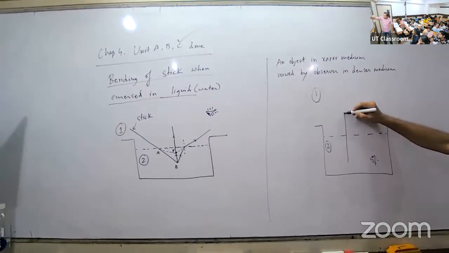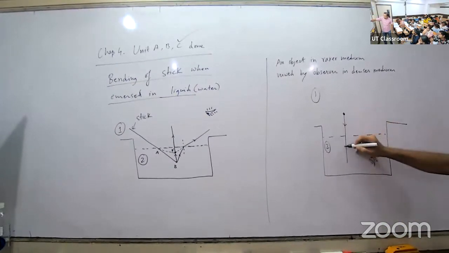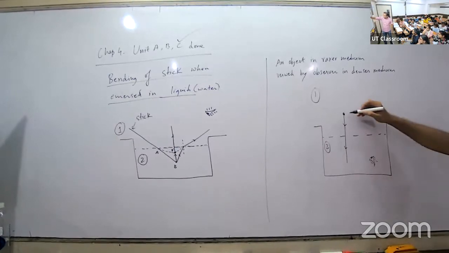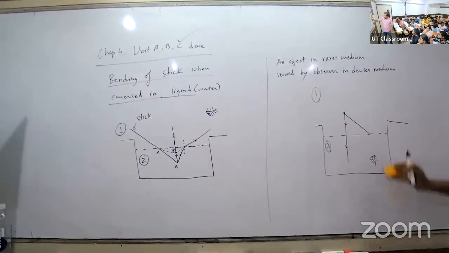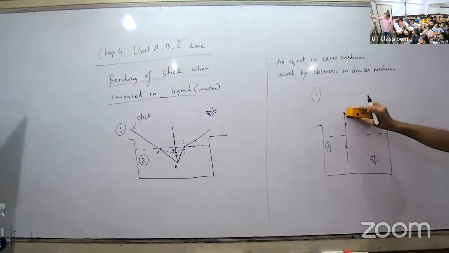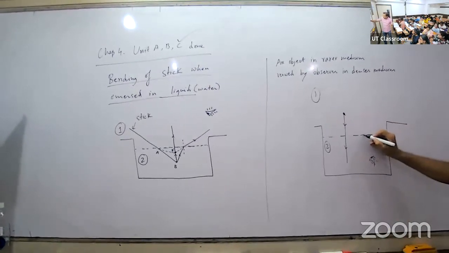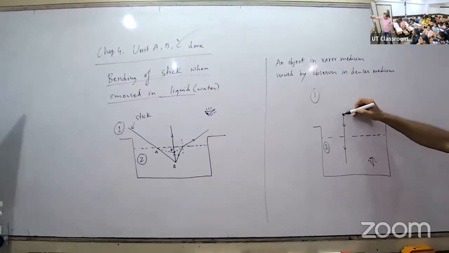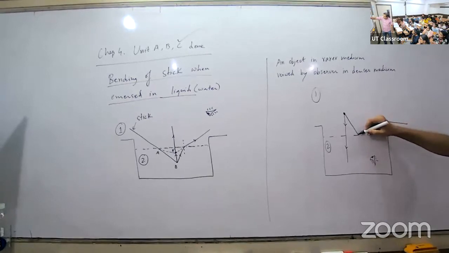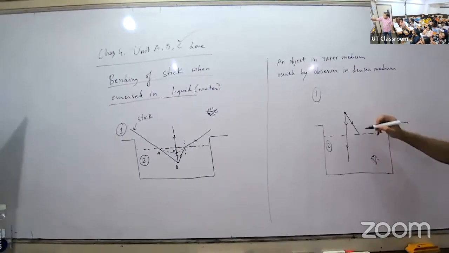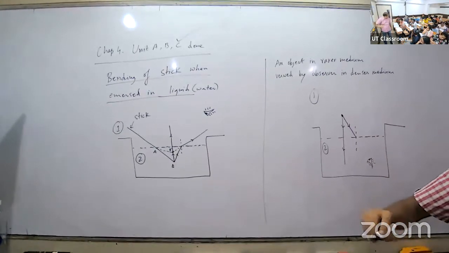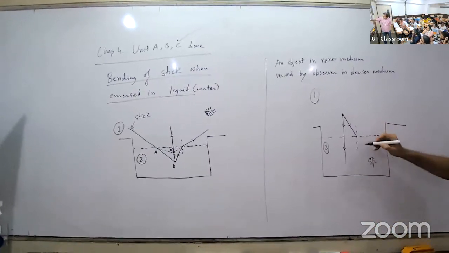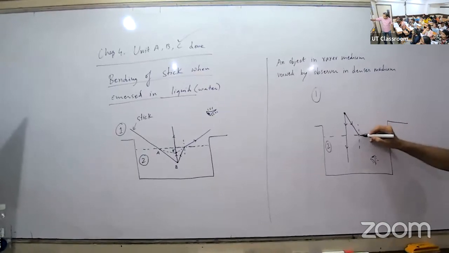Let us say the object was here. So one ray along the normal, it goes inside. Other ray, now, what will happen? It will bend towards the normal, right? Because it is denser.